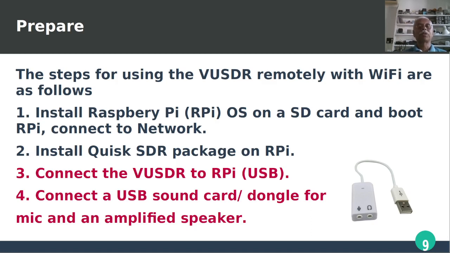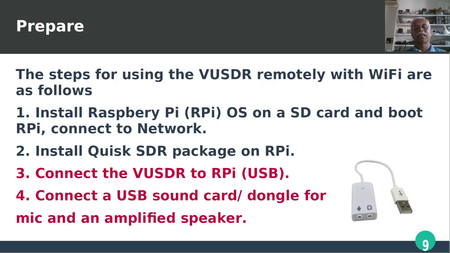So how do we access this? What are the preparations required? So we install Raspberry Pi OS. Of course, it should be there, and connect it to a network. For this you have to go to the Raspberry Pi site to learn all those steps. Then install the Quisk SDR package on Raspberry Pi, and the installation instructions are given on the Quisk website. Very detailed instructions are there. You have to follow them to install it.